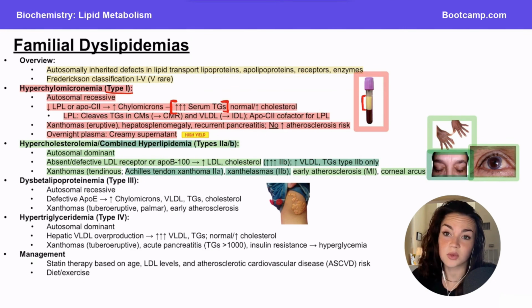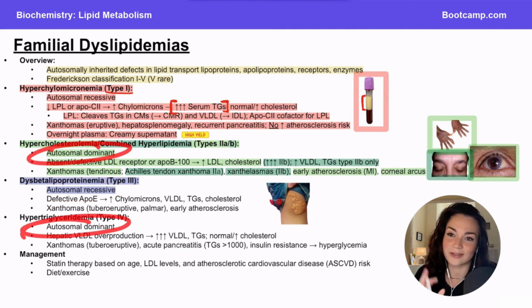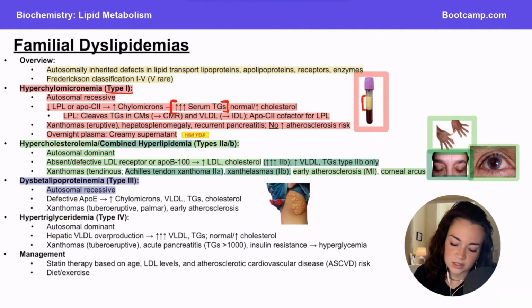All right, moving on to type 3 familial dyslipidemia, we have dysbetalipoproteinemia. This is inherited in an autosomal recessive fashion. And you can remember that the odd numbers are autosomal recessive and the even numbers are autosomal dominant, if that helps you at all. And the defect here is going to be in that ApoE apolipoprotein.